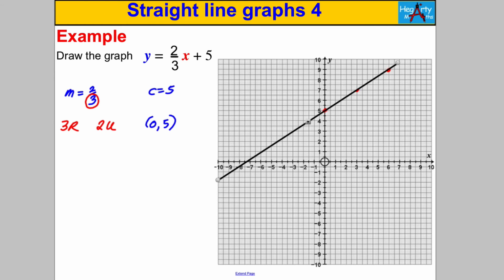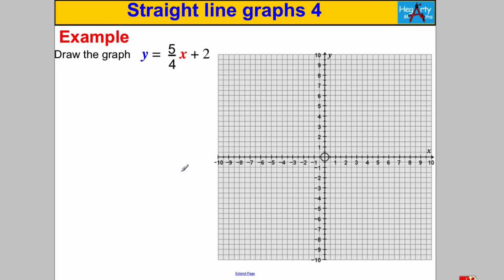And before you move on, just make sure you label your straight line. This is the straight line y is equal to 2/3 x add 5, and we're done. Next one, pause, have a go.